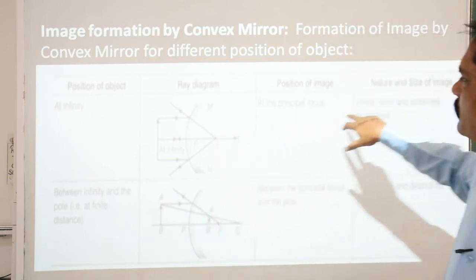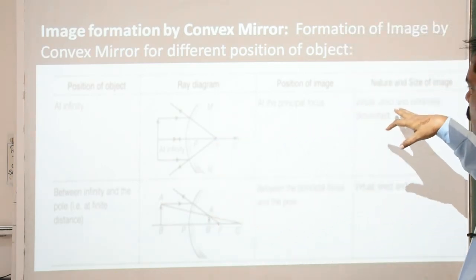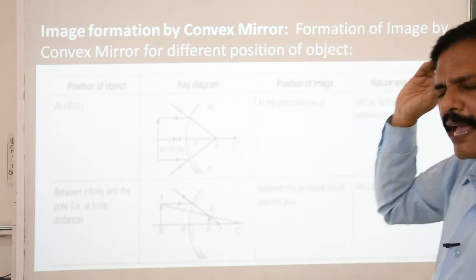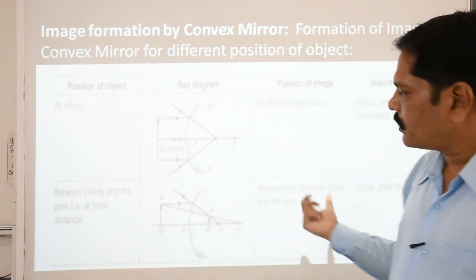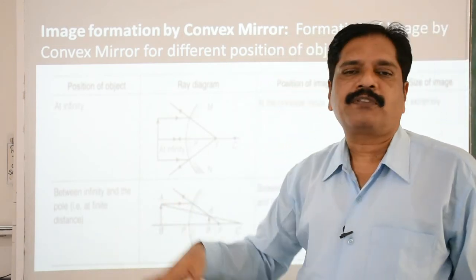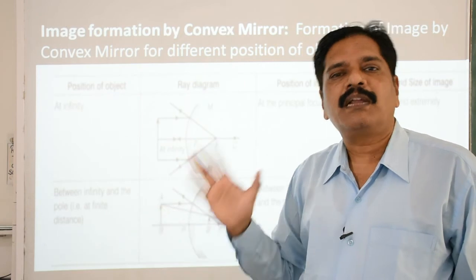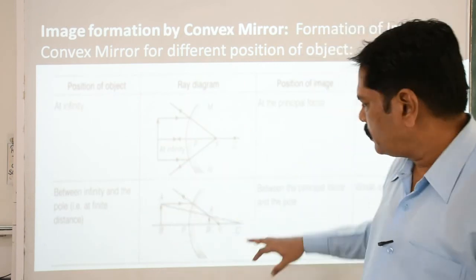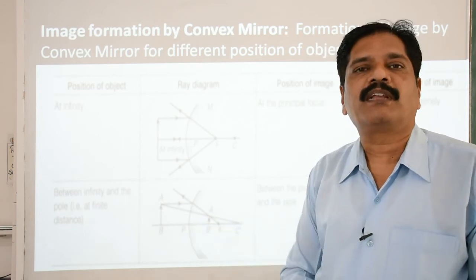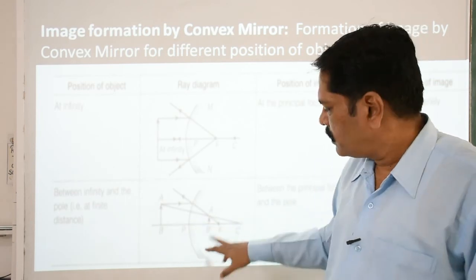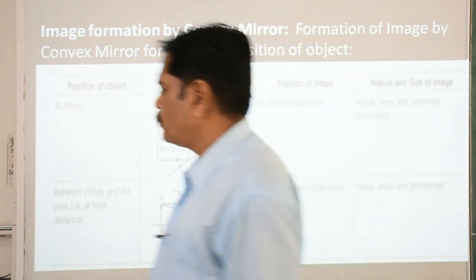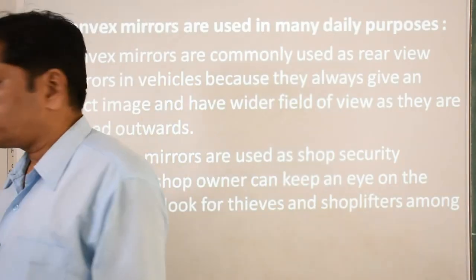So what will be the nature of the image? The image will be obtained at the focus, it will be virtual, and it is extremely diminished in nature. And the second one: whenever you keep the object in front of the mirror anywhere except infinity, you will always get the image between the focus and the pole of the mirror, remember. You can place it anywhere, it will form here only. Clear? That is the image formation by the convex mirror.